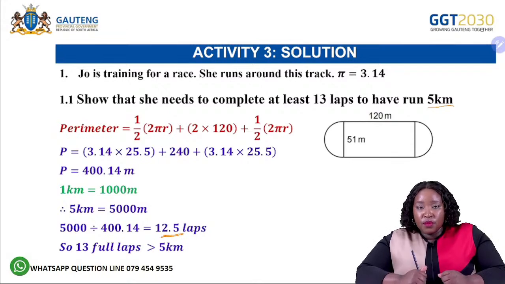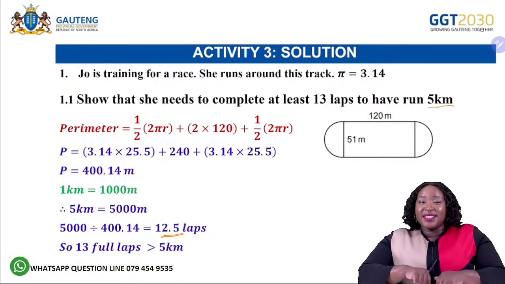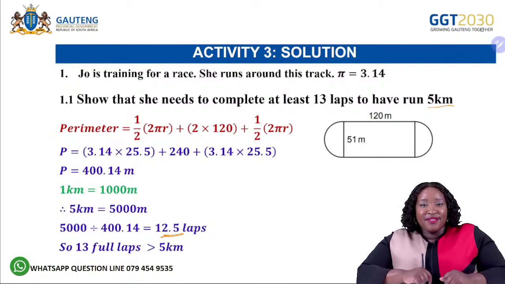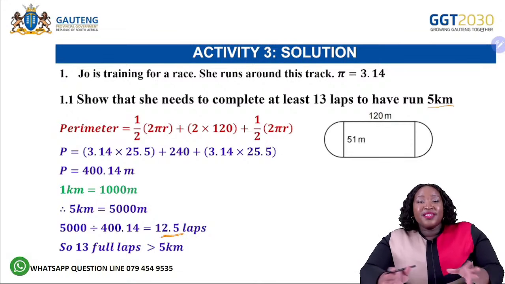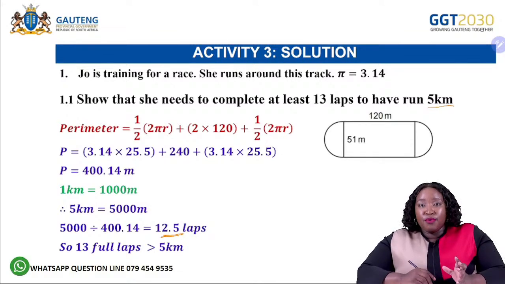Okay. So essentially, we are saying we don't want her to stop when she gets to 5 kilometers. She must just continue and finish the lap. Right. So this is how you would approach this type of question. I hope it just makes sense.